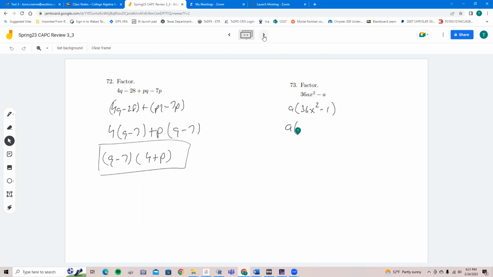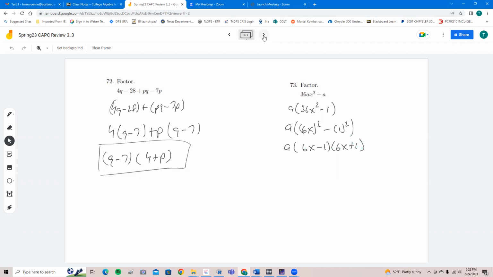I'm going to show you the difference of squares, in the interest of time. 36x squared is the same as 6x quantity squared. Think of the square root of 36, which is 6, and the square root of x squared, which is x. Then you take that whole product squared, and you should get back where you started. Same for 1. Square root of 1 is 1. So this becomes a, and then remembering the pattern for difference of squares, you have 6x minus 1, 6x plus 1.